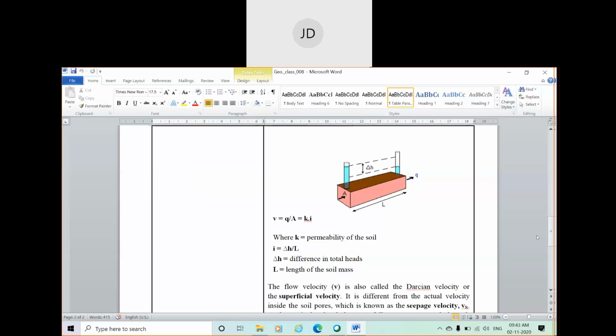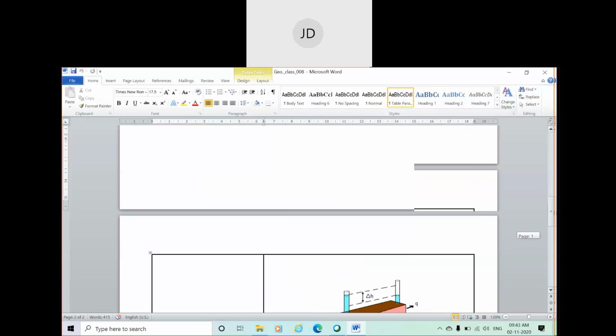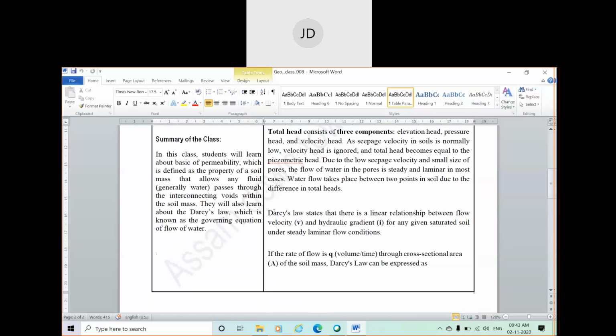Now, as per Darcy's law, the discharge or rate of flow is given as what? Rate of flow means the water flowing through the soil per unit time. Here you can see the rate of flow is denoted by small q.